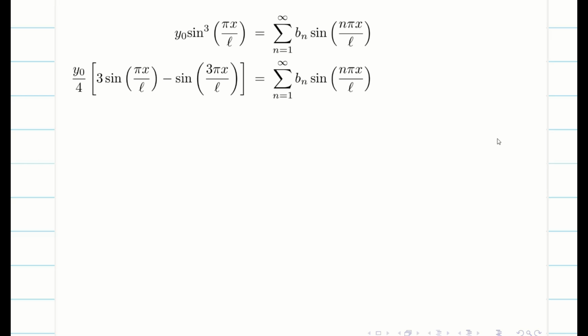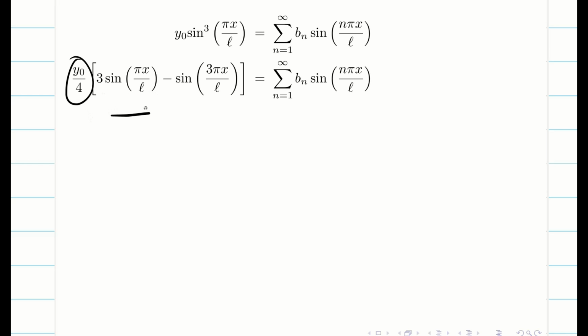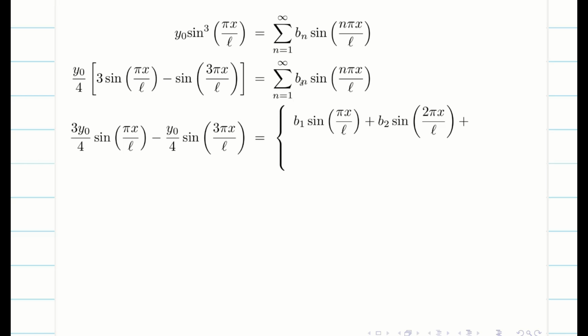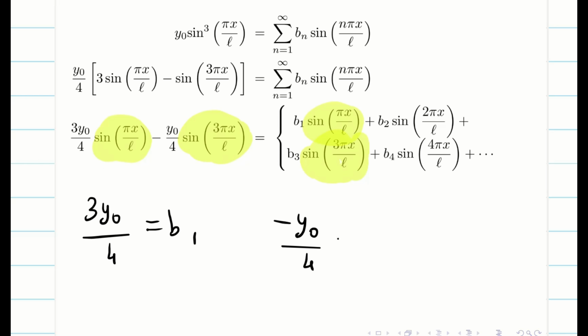Now I can expand my right hand side also like this, b1 sine pi x by L, b2 sine 2 pi x by L. Now multiplying y naught by 4 in the left hand side and expanding the right hand side, will be getting like this. In the right hand side, when I put n equal to 1, I will be getting b1 sine pi x by L, b2 sine 2 pi x by L, b3, b4 etc. It goes on. But you see in the left hand side, I have only sine pi x by L, sine 3 pi x by L, and I don't have any other term. So mapping this left hand side and right hand side, I will be getting 3 y naught by 4 is my b1 and minus y naught by 4 is b3.